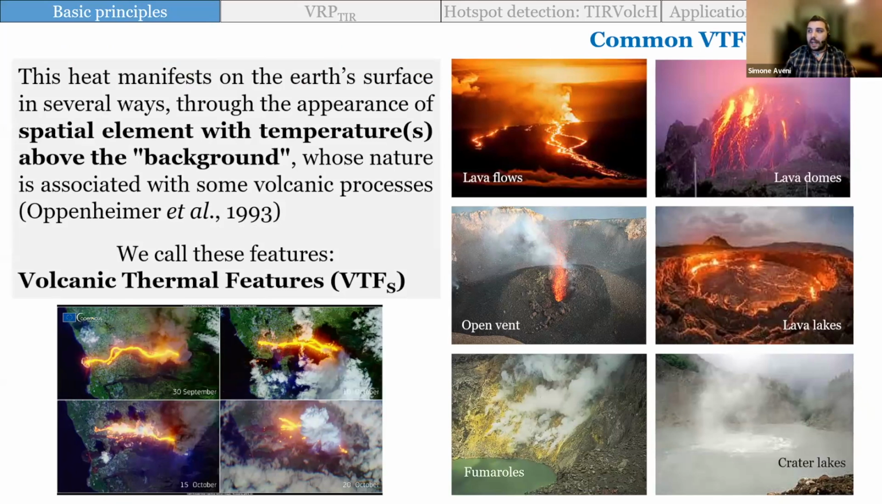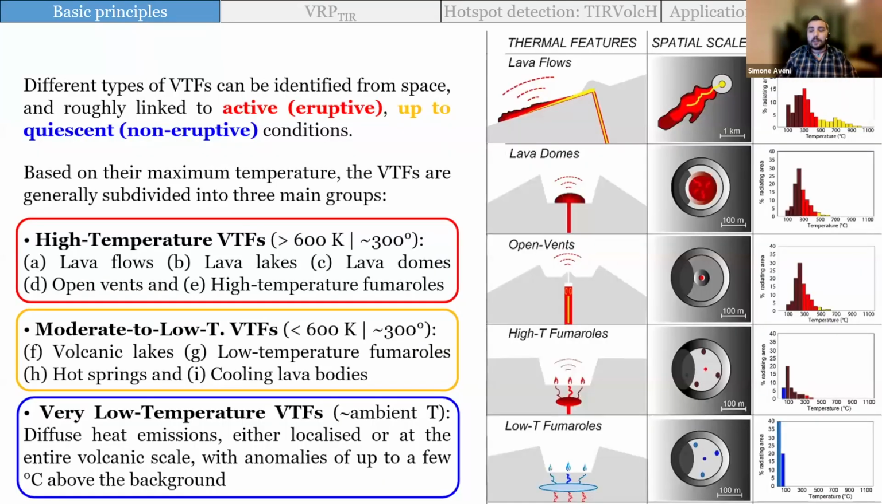And here you can see a number of thermal features that are associated with the release of heat. So let's start to dig a bit more into these volcanic thermal features. These different types of features can be identified from space, and we can roughly link them from active to non-eruptive conditions. Based on their maximum temperature, they can generally be split into 3 main groups.